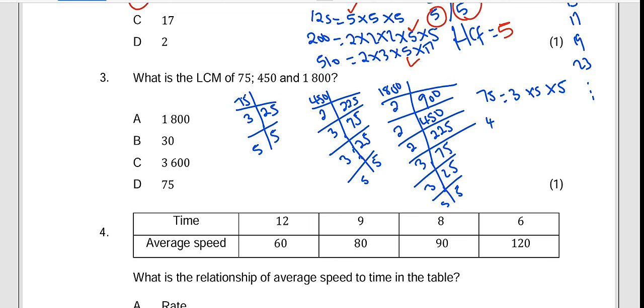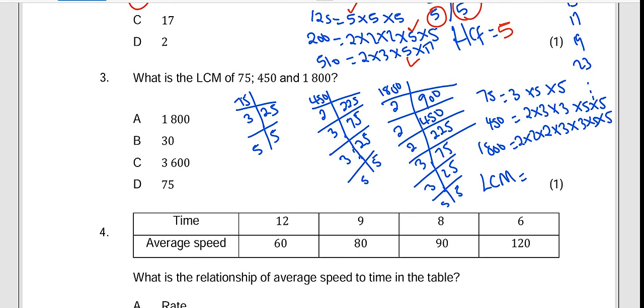And then for 450, I have 2 times 3 times 3 times 5 times 5. And then for 1800, I have 2 times 2 times 2 times 3 times 3 times 5 times 5. So what's the LCM?